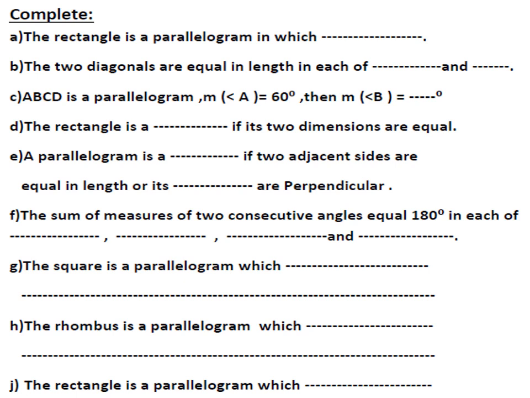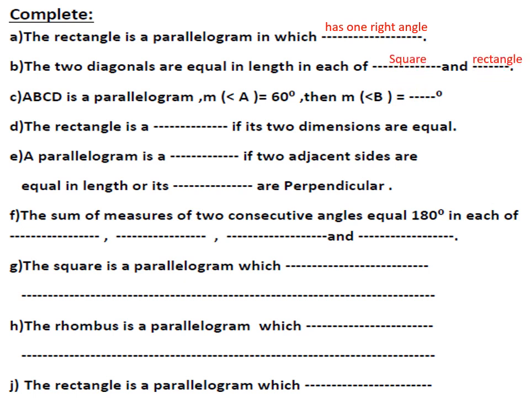And now complete. The rectangle is a parallelogram in which... he wants here the definition of a rectangle. A rectangle is a parallelogram which has one right angle. Letter B, the two diagonals are equal in length in each of rectangle and square.